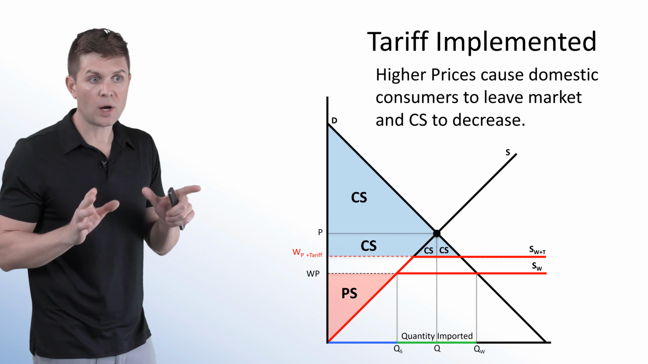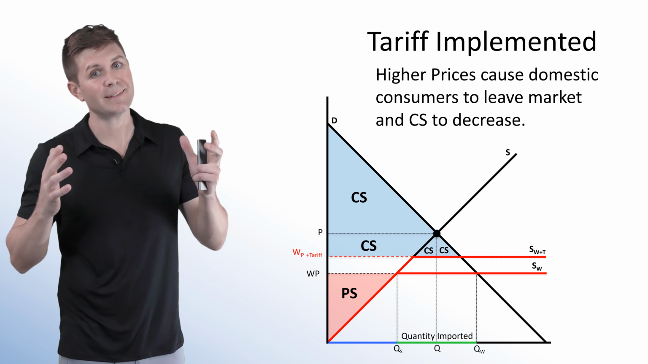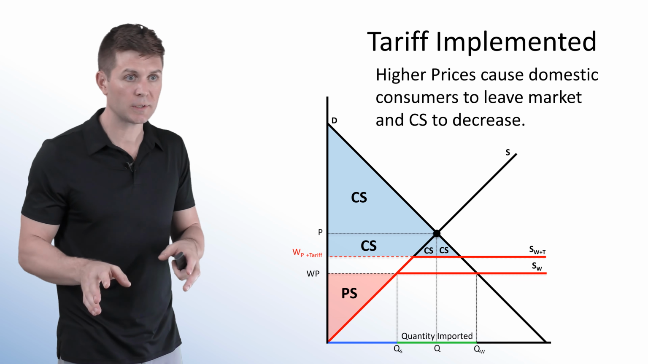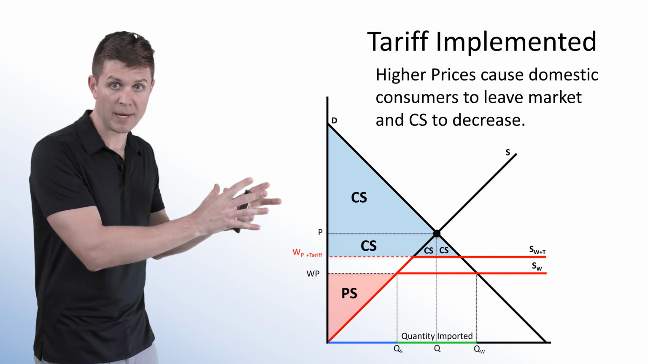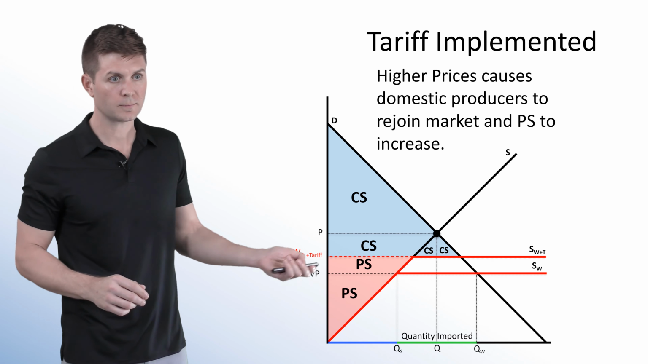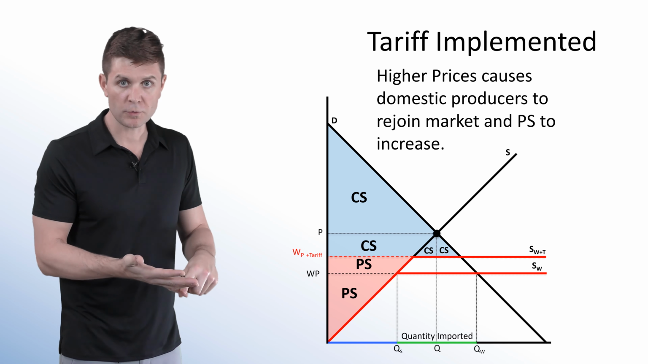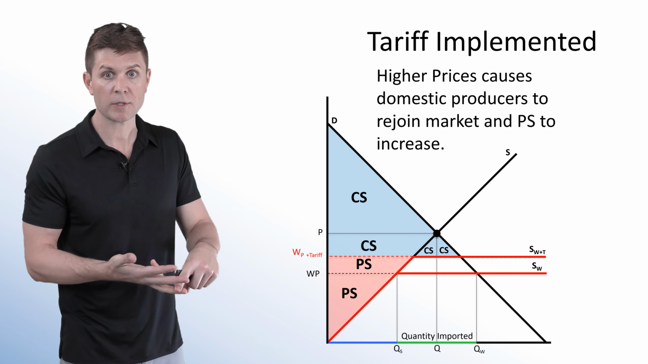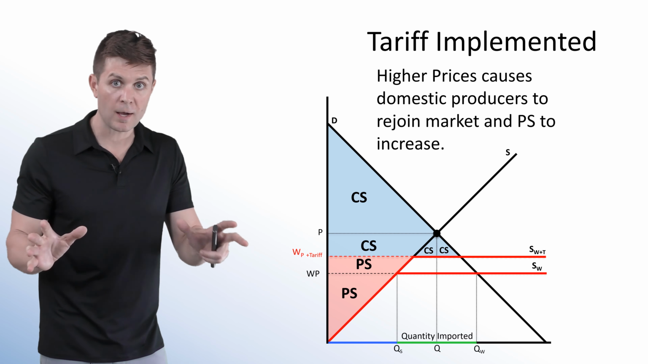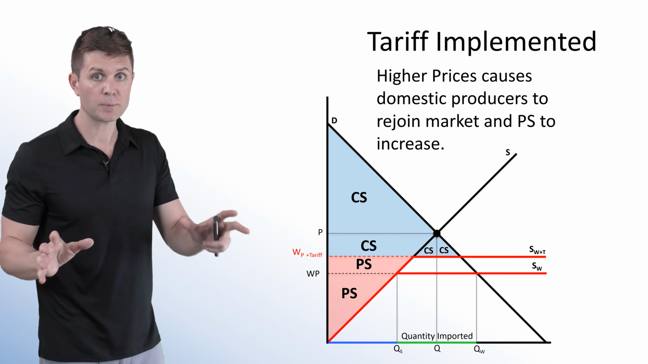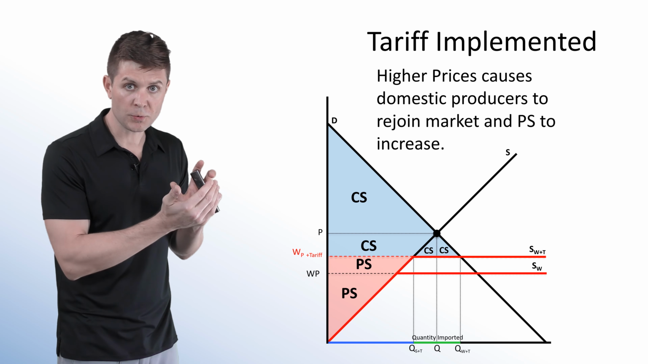Now, the higher prices cause domestic consumers to leave the market. So there's a handful of domestic consumers that are not going to be happy with this higher price. They're going to leave, and it causes consumer surplus to decrease amongst the remaining consumers. But because that higher price is there, the existing producers plus the new producers that join the market are going to receive some producer surplus. So at this point, we've lost some, but not all of the area of surplus that we had before. Now, our quantity imported has shrunk.